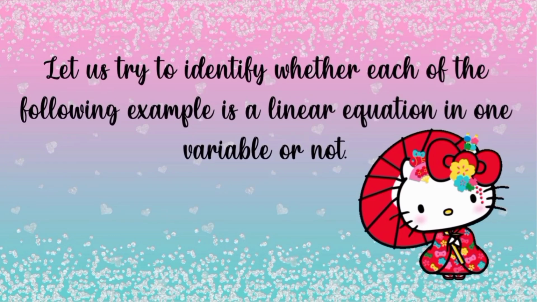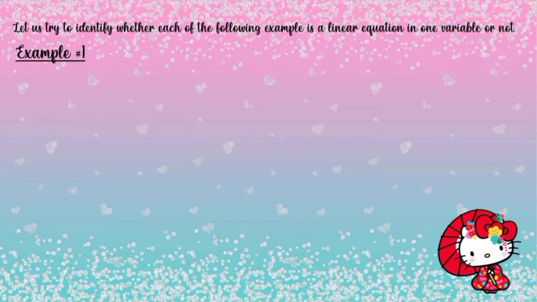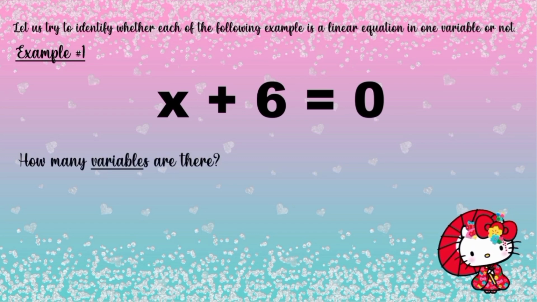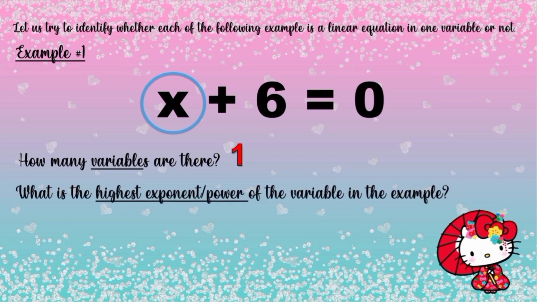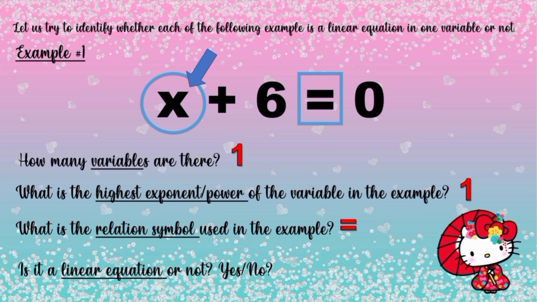Let us try to identify whether each of the following example is a linear equation in one variable or not. Let's have example number 1. We have x plus 6 equal to 0. How many variables are there? We have x and that is 1. What is the highest power of the variable in the example? Based on the exponent, we have only 1. What is the relation symbol used in the example? That is equal sign. Is it a linear equation or not? Yes, that is an example of linear equation.